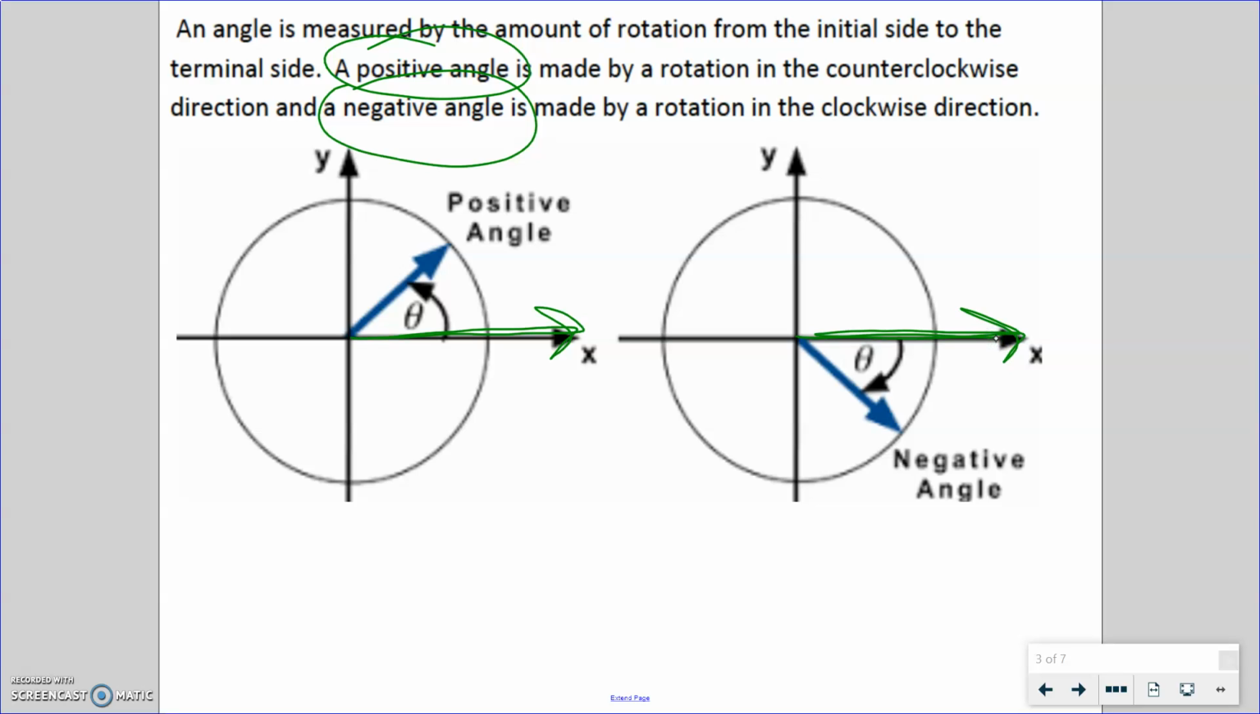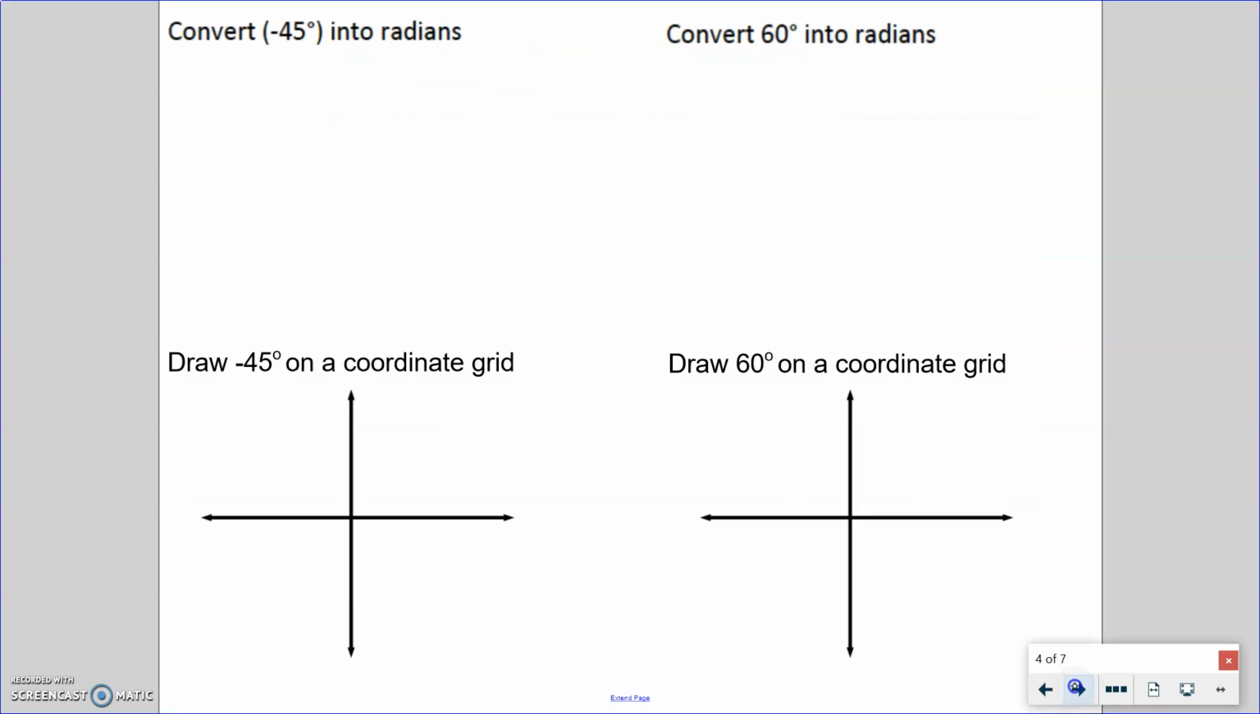That makes it a negative angle measurement, okay? So let's do a couple practice problems. Convert negative 45 degrees into radians. Up to this point, negative 45 degrees was not a thing. Even in geometry, it was just 45 degrees. When we're talking about trigonometry, though, you can have negative angle measures based on which direction you're looking at, okay?